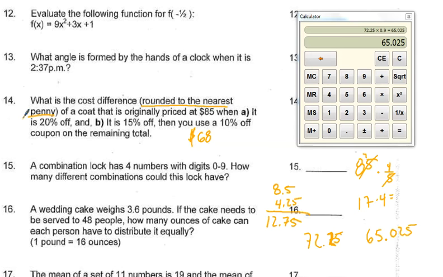So I'm going to go $68 minus my 65.025. And so I get $2.975. But wait a second. 97.5. If we're using normal rounding rules, that's going to be 2.98. In the answer key, they have 0.97, but it depends on when you decide to round.